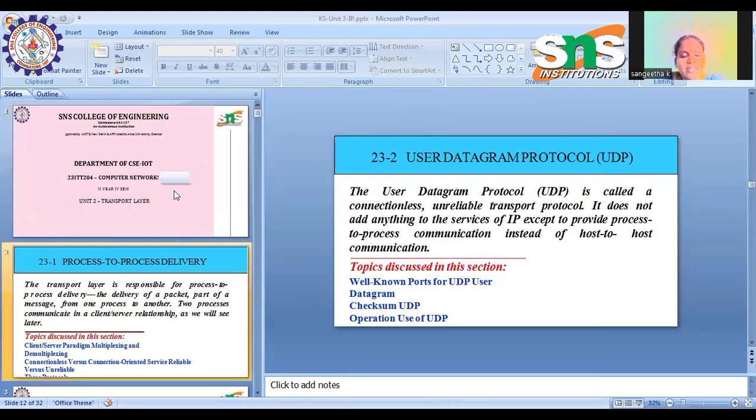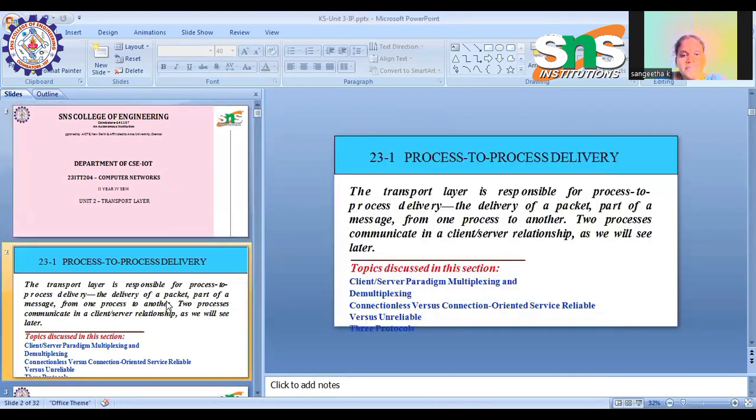So here, process to process delivery means delivering a package from one process to its corresponding process. So it makes a client server relationship. Let me think about one particular system, where there may be multiple applications working simultaneously. So the current application only delivers to the destination. Then on the destination machine also, several applications will be running. So the corresponding application will be connected by using the transport layer.